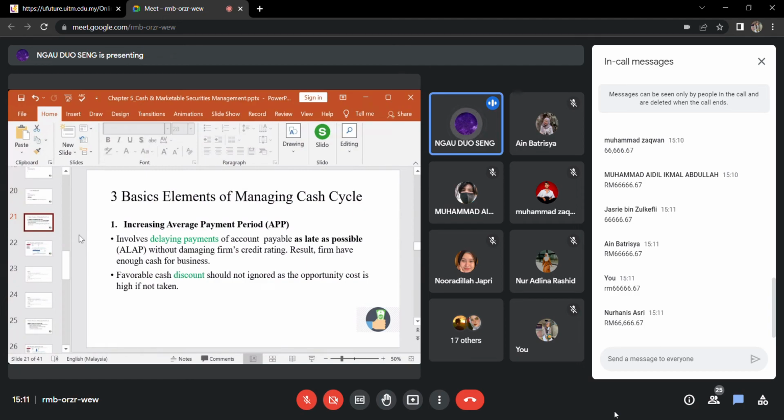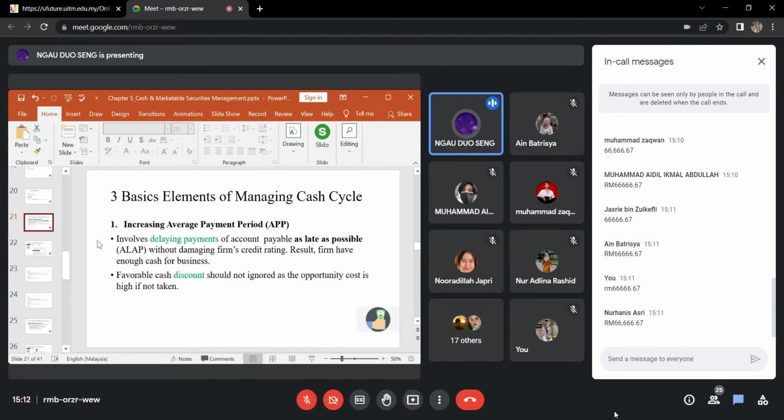So next we have three basic elements of managing cash cycle. We have increased average payment period. Right, we have increased the average payment period, the APP. So why we need to increase? So involve delaying payment of account payable as late as possible, right? Without damaging firm credit rating. So result, firm have enough cash for business.